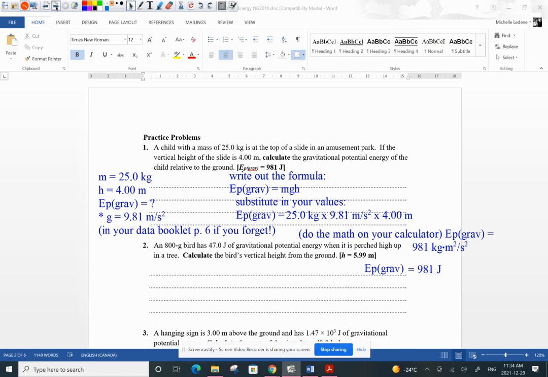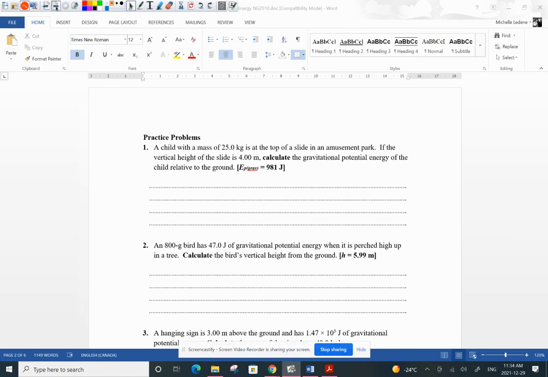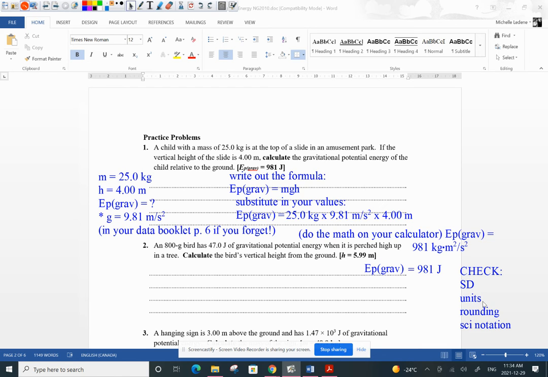Now check your answer. Do you have the right number of sig digs? Yes, I've got 3 sig digs. And I've got units correctly of joules. I didn't have to do any rounding because my calculator just told me that. It was good to go.